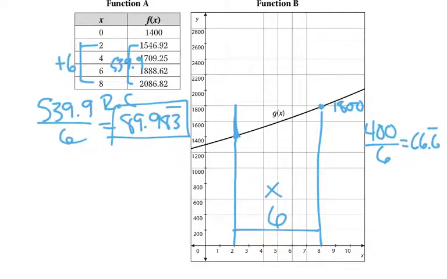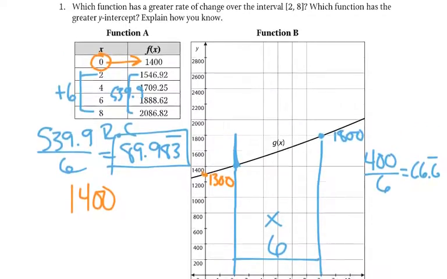But now we check the y-intercepts. So where is x 0? So we have a y-intercept of 1400 on function A. Function B looks like it's halfway between, so it'd be 1300. So B also has a lower y-intercept. Okay?